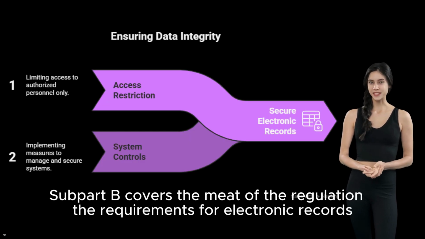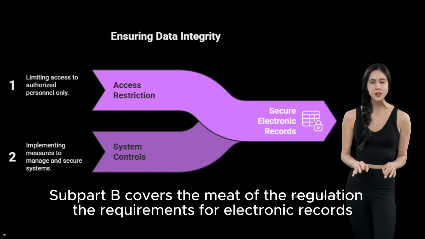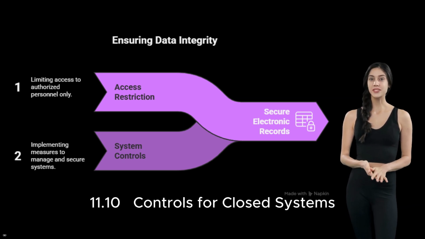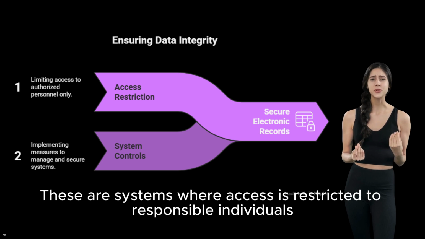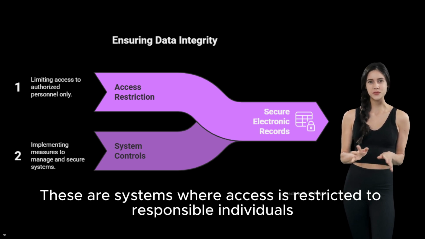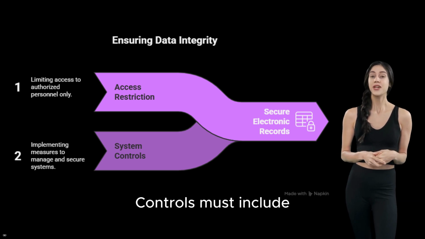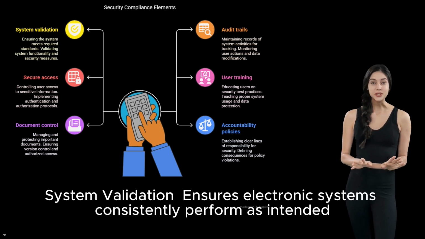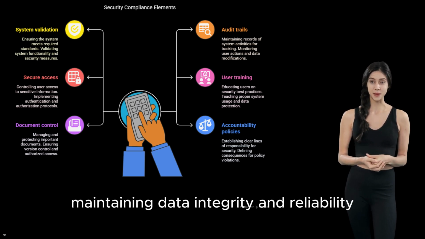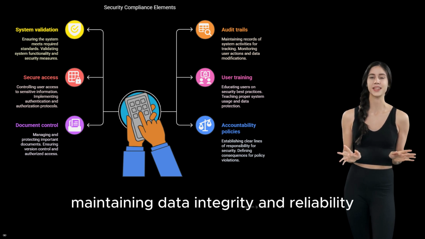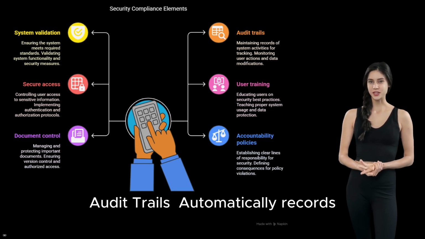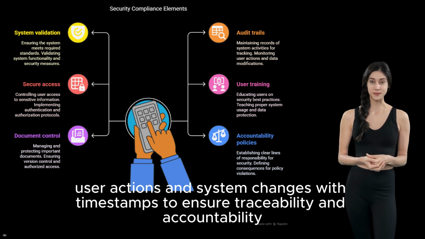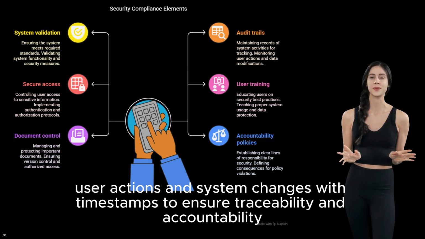Subpart B covers the meat of the regulation, the requirements for electronic records. 11.10 Controls for closed systems. These are systems where access is restricted to responsible individuals. Controls must include: system validation, which ensures electronic systems consistently perform as intended, maintaining data integrity and reliability. Audit trails automatically record user actions and system changes with timestamps to ensure traceability and accountability.